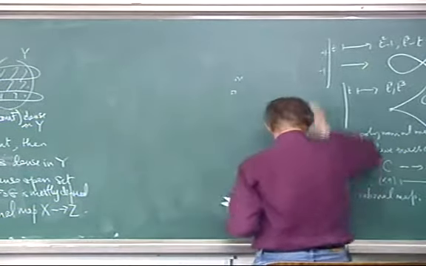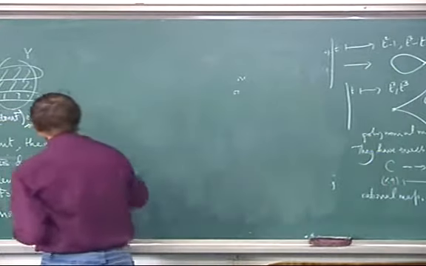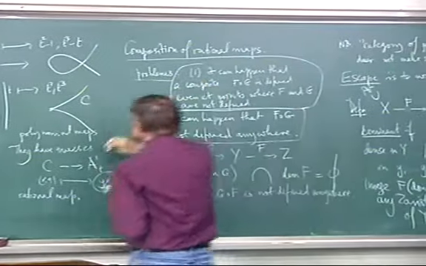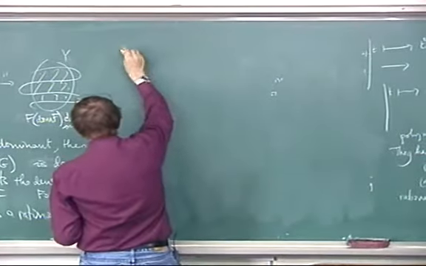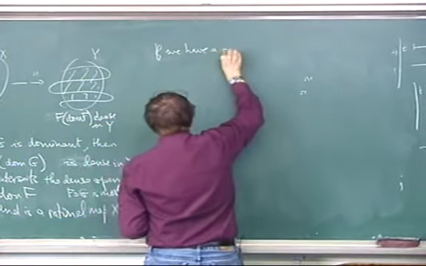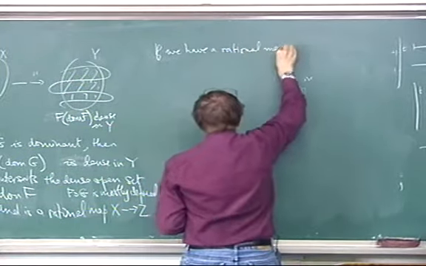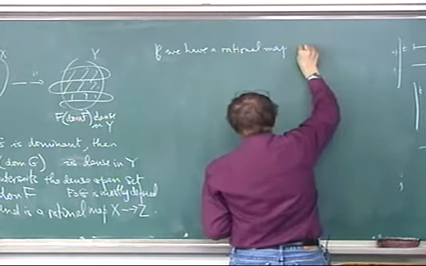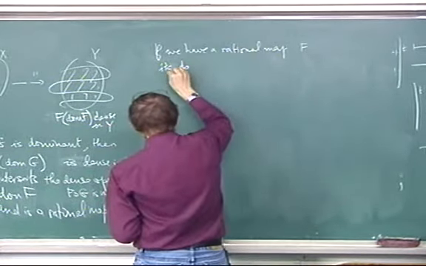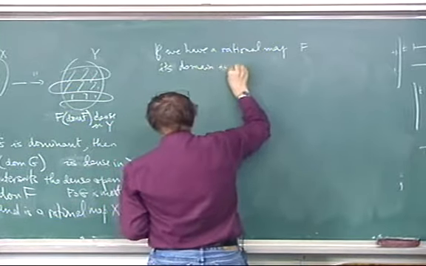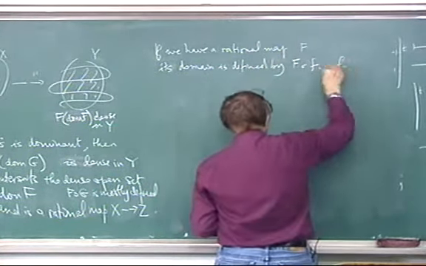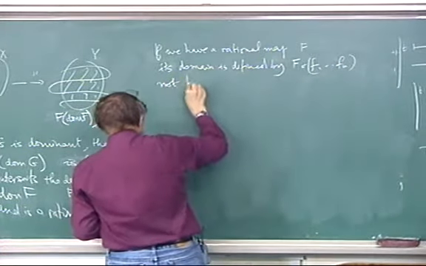Okay, so how do I get around this problem 1? So the point about this issue here is to say that a rational map is not a set-theoretic map. If I have a rational map f, its domain is defined by f, so this is f1 up to fn or whatever, not by set theory.